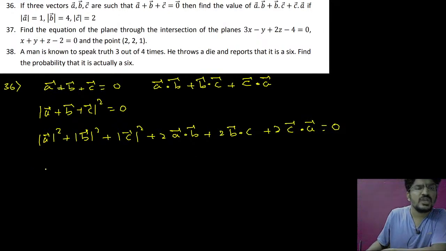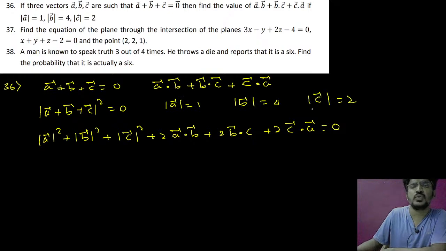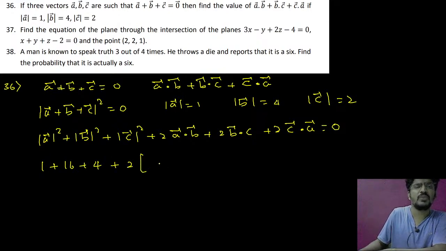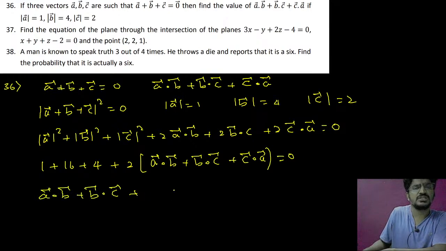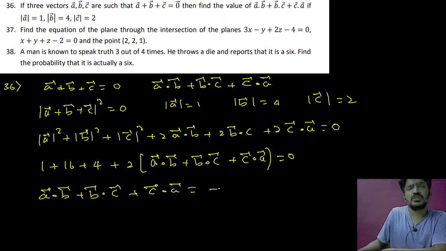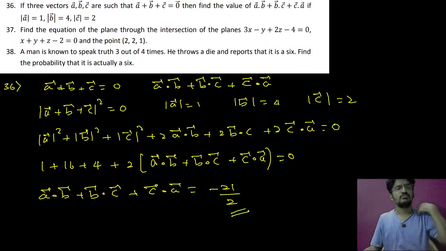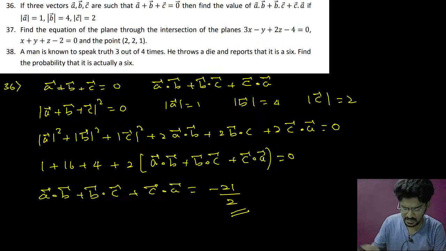Okay. So now we can write it as A value. They have given mod A is 1. They have given mod B is 4. They have given mod C is 2. 1 square is 1. 4 square is 16. 2 square is 4. Plus 2 is common, times (A dot B plus B dot C plus C dot A) equal to 0. So now you can just see this will be 21. Now A dot B plus B dot C plus C dot A will be equal to minus 21 by 2. Minus 21 by 2 will be the required answer.